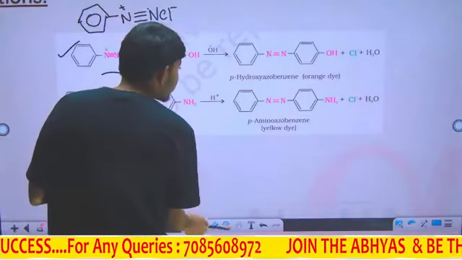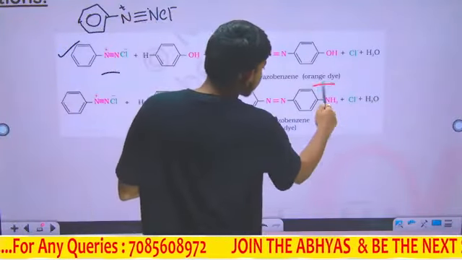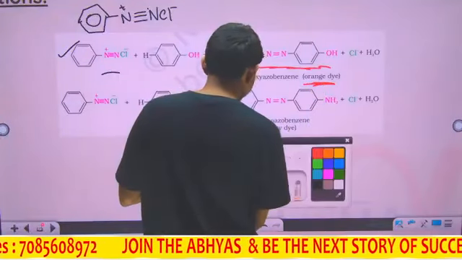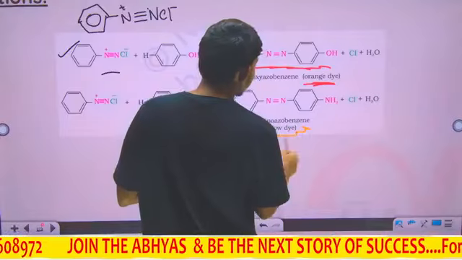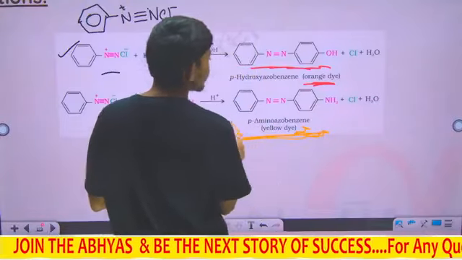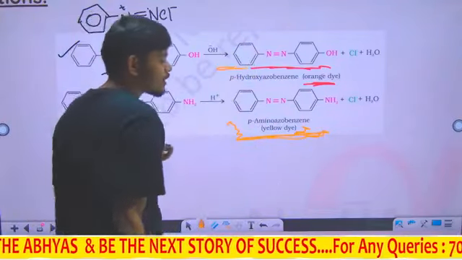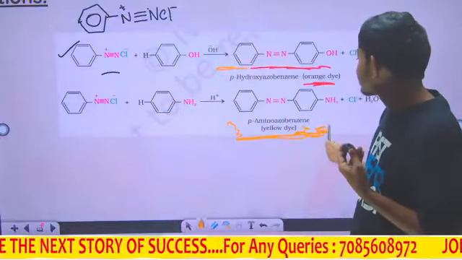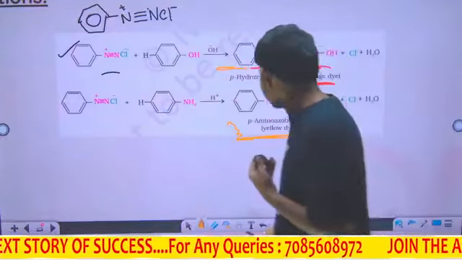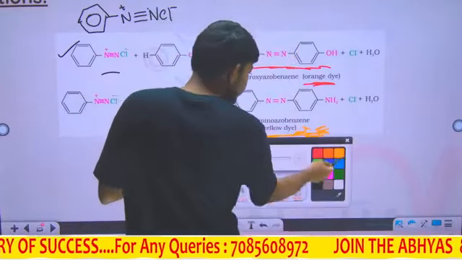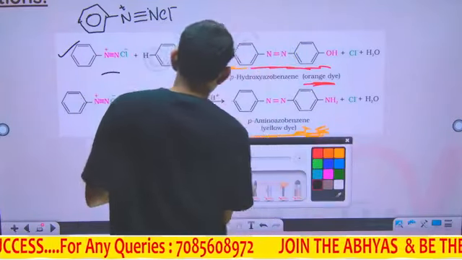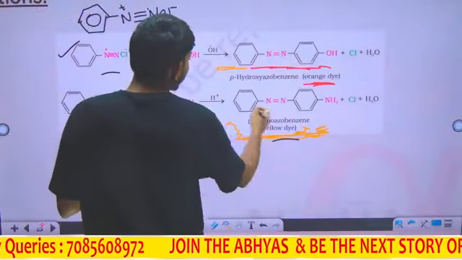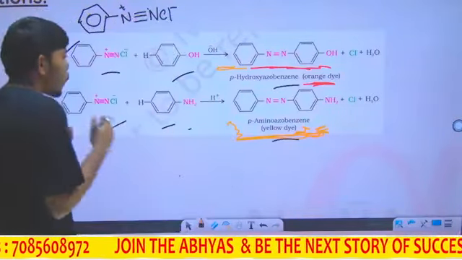They are used to make dyes. This is the color orange. Here orange, and this is yellow dye. So now you can remember, because visual learning is much easier. This is the color of yellow. So there is aniline, it reacts with aniline, it forms this yellow compound, and it also forms an orange compound.